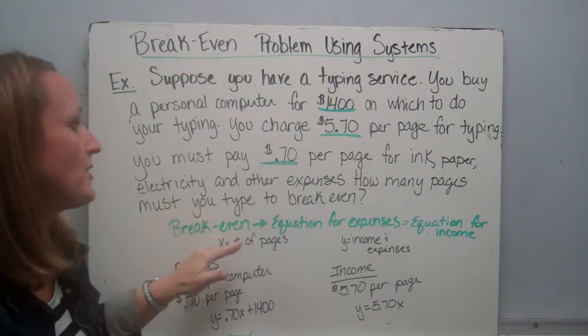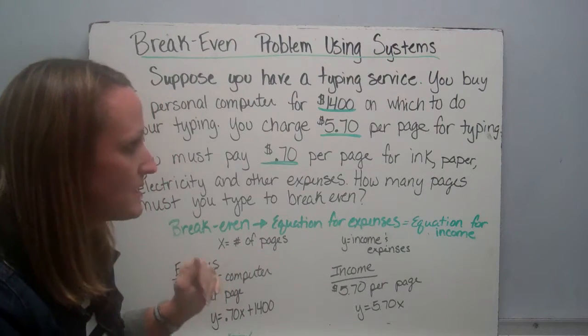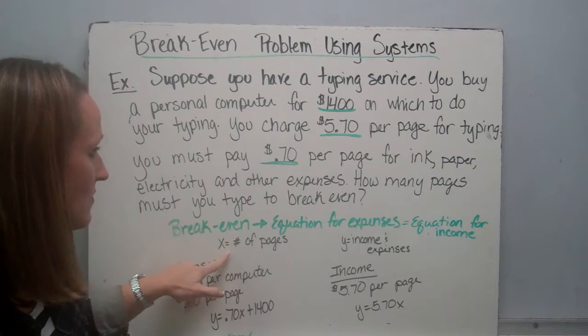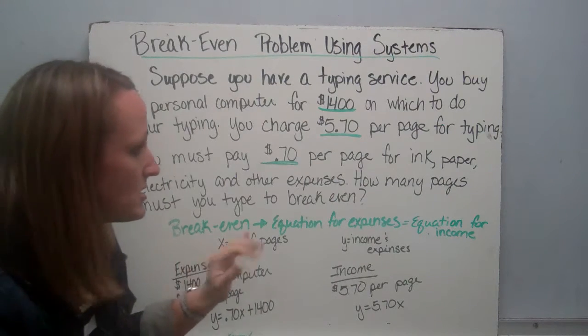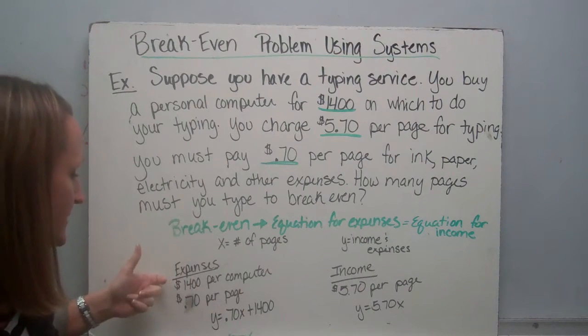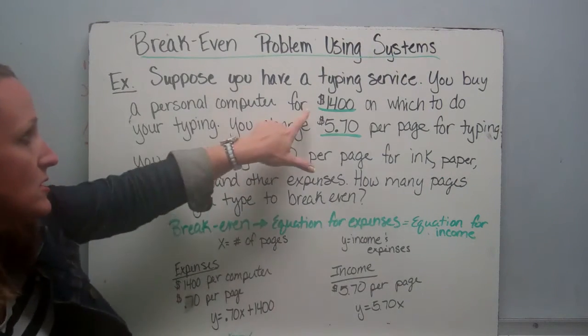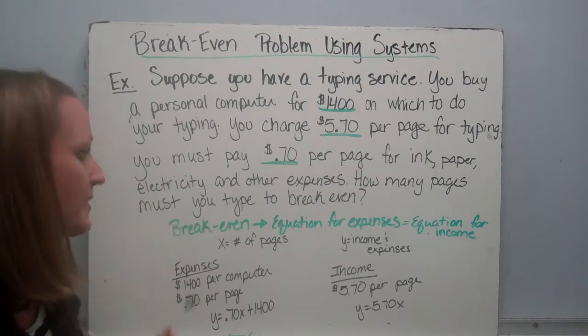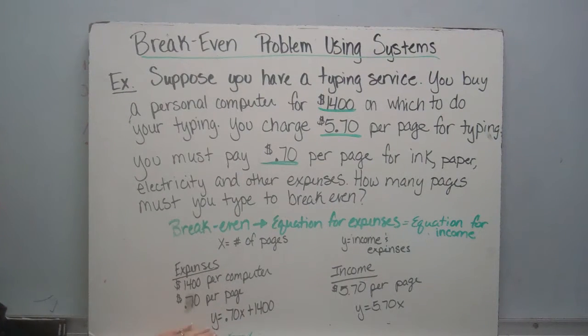Okay, remember, your break even is your equation for expenses, and it's going to equal your equation for income. X is going to equal your number of pages. We're going to let Y equal your income and your expenses. So what are your expenses? Your expenses are the $1,400 you're going to pay for your computer, and your 70 cents you pay per page. So our equation for Y would be Y equals 0.70x plus 1,400. So this is one equation.